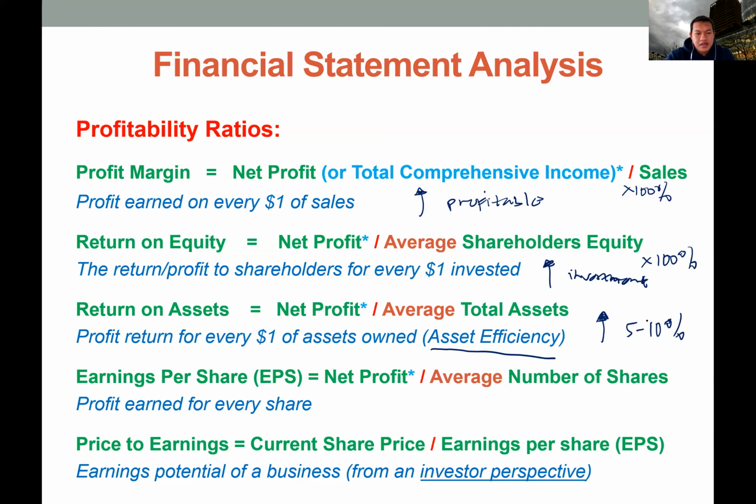Okay, and then the next one is earning per share. So earning per share is the amount of earning or profit for each individual share. The formula is the net profit divided by the average number of shares. So we have to calculate the average shares by adding the beginning balance plus the ending balance, divided by 2. This ratio is basically showing you the fundamental financial performance of a company.